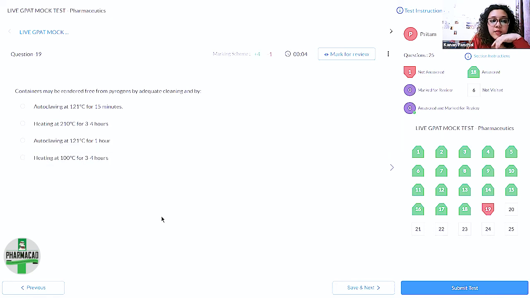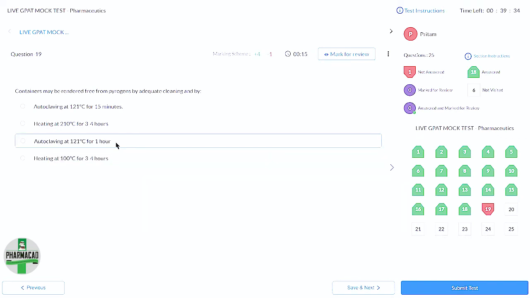Again, this containers may be rendered free from pyrogens by adequate cleaning by autoclaving at 121 degrees Celsius for 1 hour. Correct. 15 minutes नहीं होता, 30 minutes to 1 hour होता है autoclaving. Heating भी होता है, but heating का temperatures are different. It's 160, 170 degrees and all of that. I will share with you all what is the exact temperatures and time. But 210 and 100 नहीं होता है. This is the most appropriate answer.